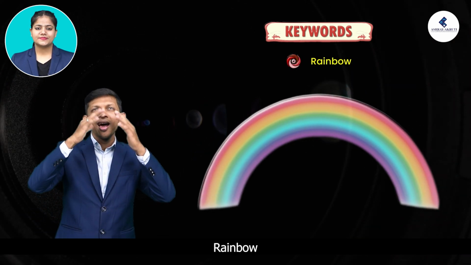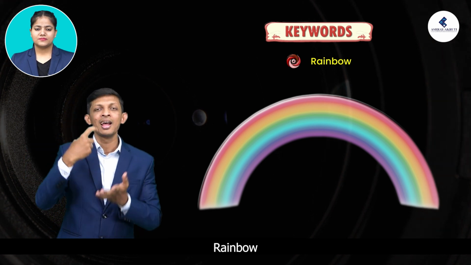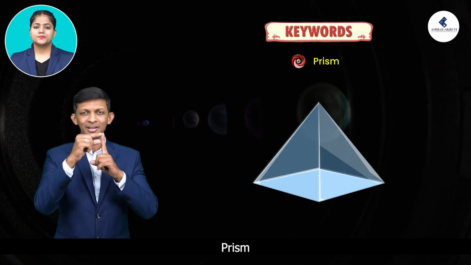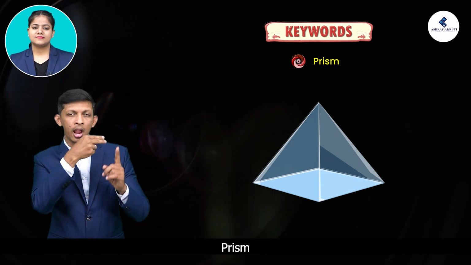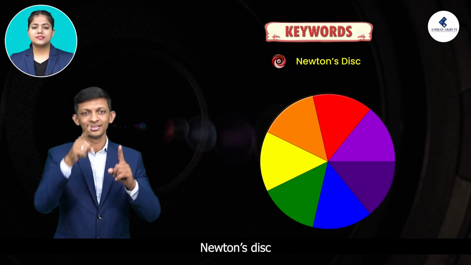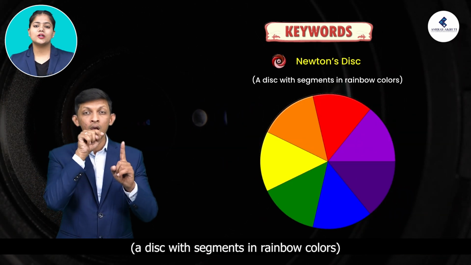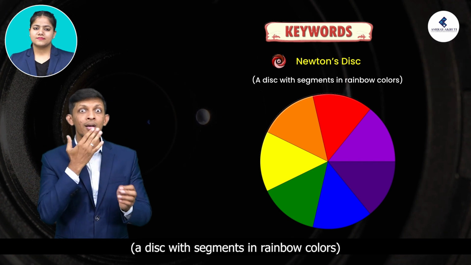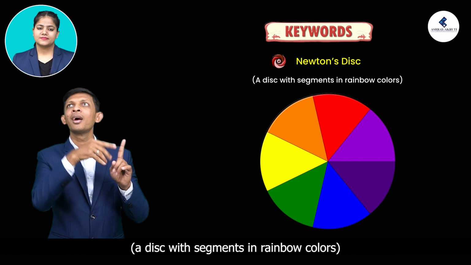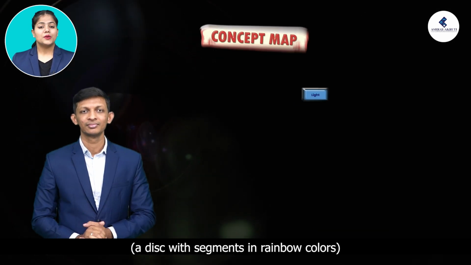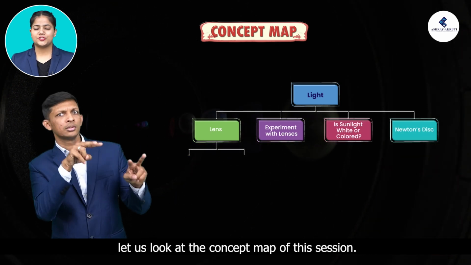Rainbow. Prism. Newton's disk. A disk with segments in rainbow colors. Before we start, let us look at the concept map of this session.